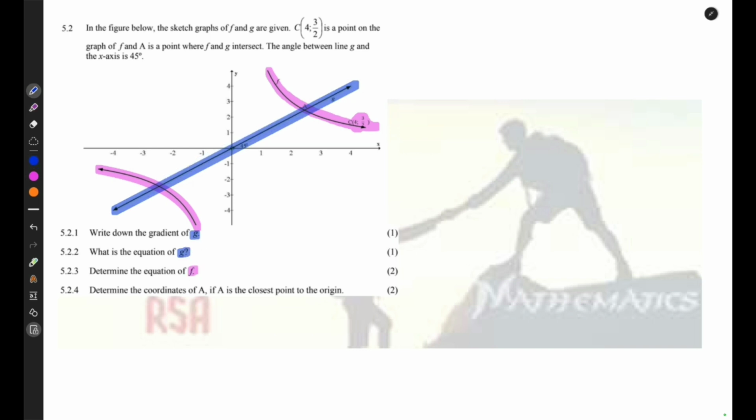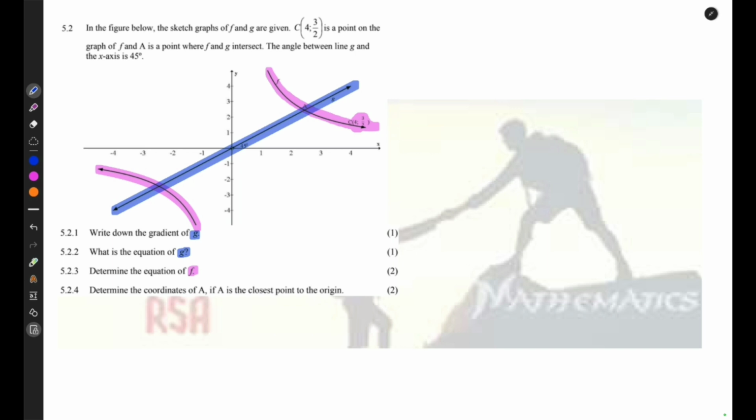Question 5.2 in the same paper. In the figure below, the sketch graphs of f and g are given. C is a point on the graph of f, and A is the point where they intersect. The angle between the line g and the x-axis is 45. Write the gradient of g.